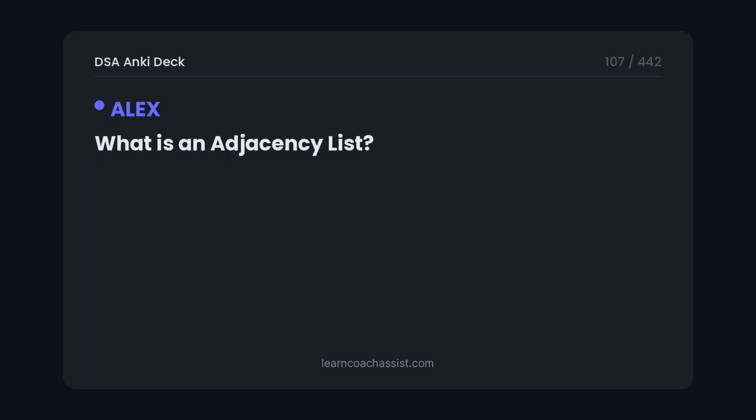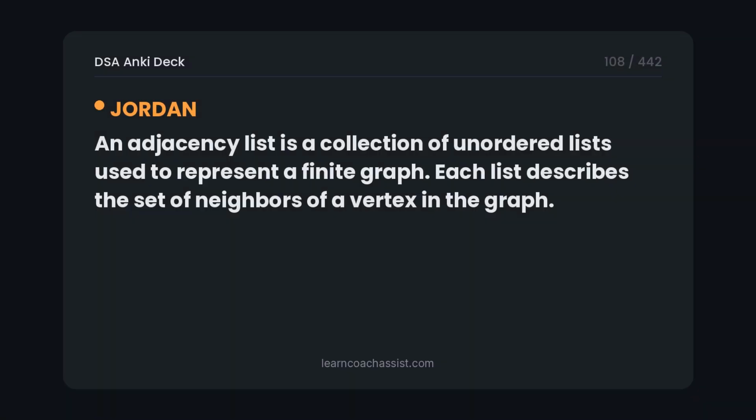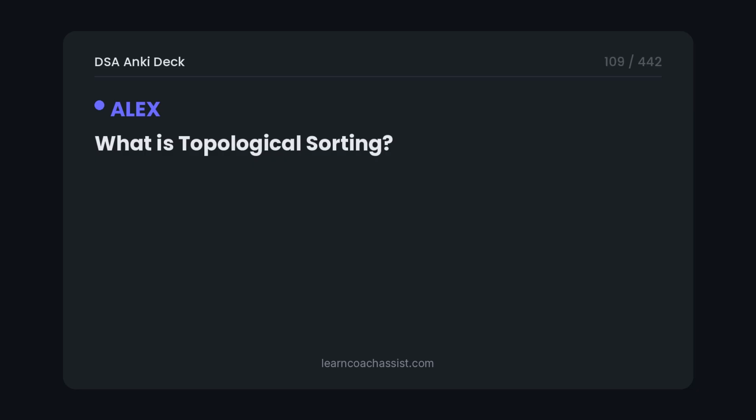What is an adjacency list? An adjacency list is a collection of unordered lists used to represent a finite graph. Each list describes the set of neighbors of a vertex in the graph. What is topological sorting?